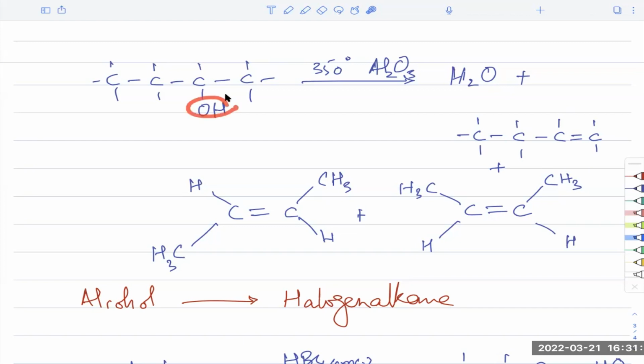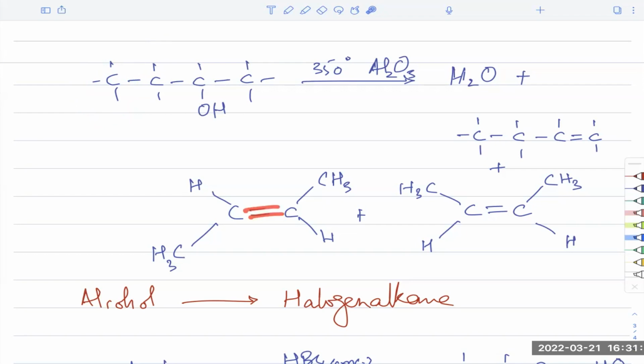But if I remove OH from here and H from here, that opens up a realm of possibilities, because now I have a double bond in something which has different groups attached. If I look at this carbon, it has a hydrogen and a methyl group attached. If I look at this carbon, one hydrogen has gone, the other hydrogen is there and a methyl group is attached to this one as well, which means I will have cis-trans isomerism.